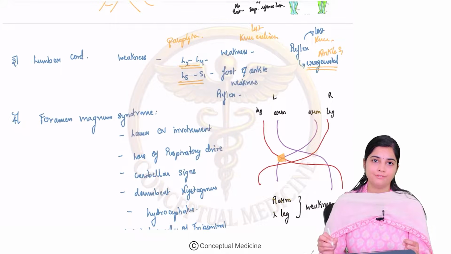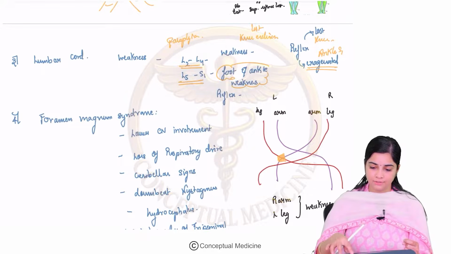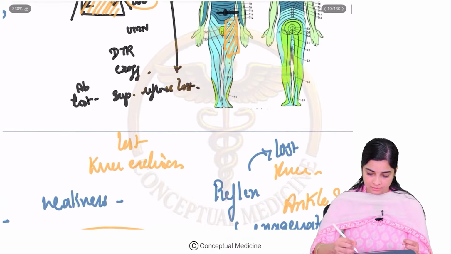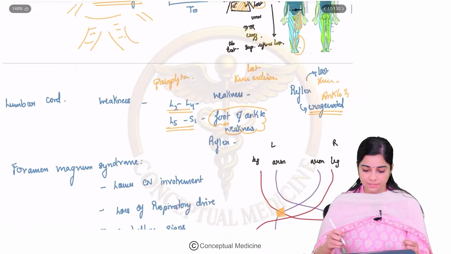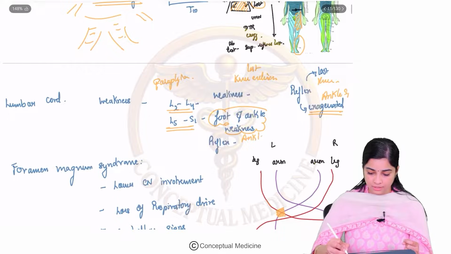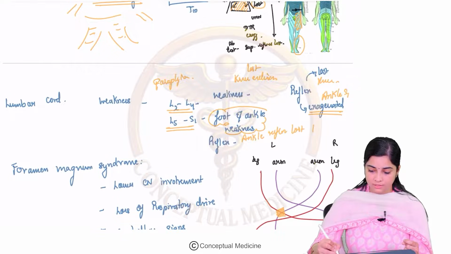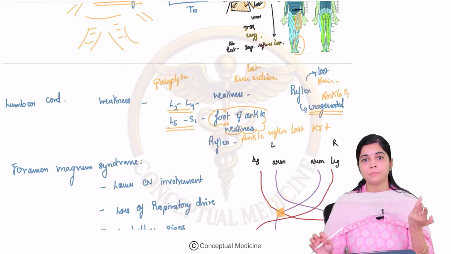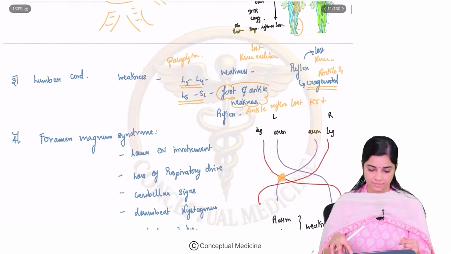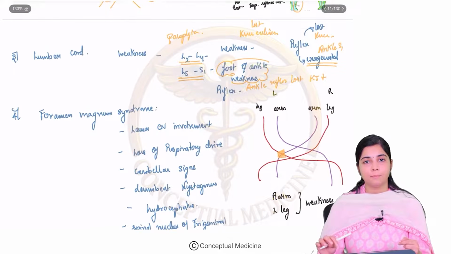Similarly, if there is L5, S1 involvement, the foot and ankle will be weak. Can you see here? L5, S1. This is your L5, S1, right? So, foot and ankle will be weak. Ankle jerk will be lost. Ankle reflex will be lost. Okay. Knee jerk will be present because lesion is below that. L2, L3 is spared. So, knee jerk will be present. Okay. So, this is how you localize your lumbar cord.